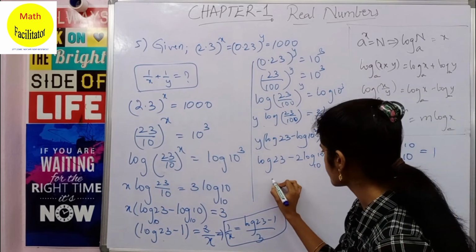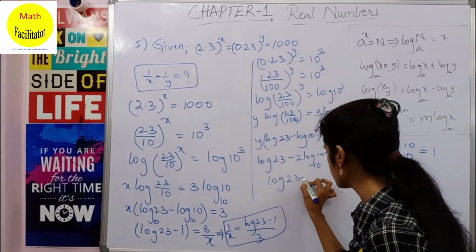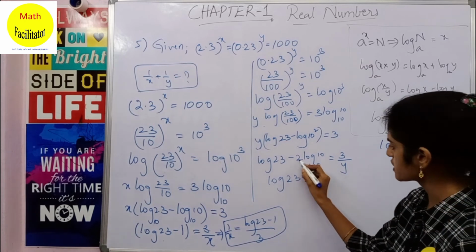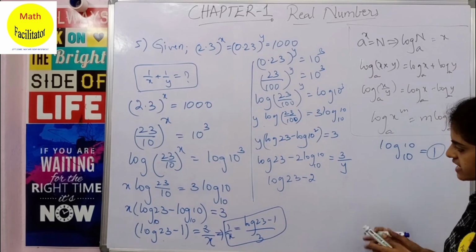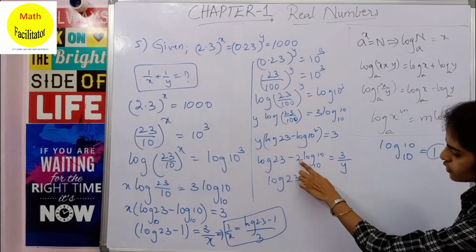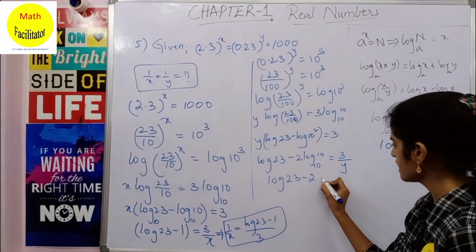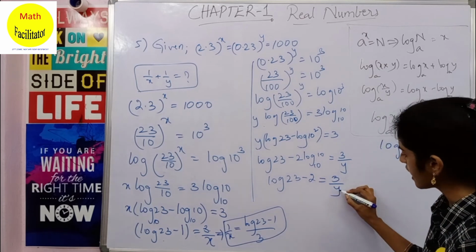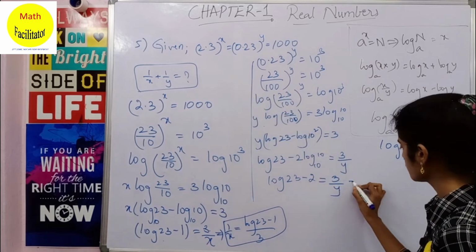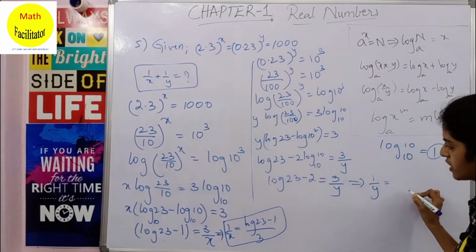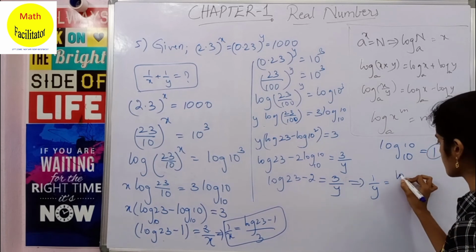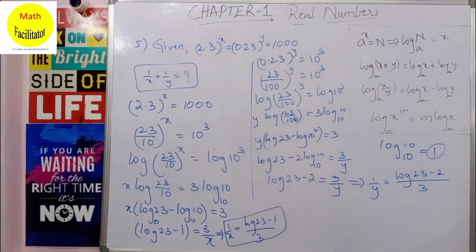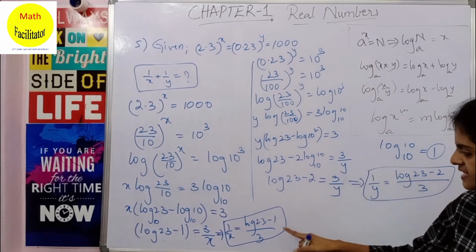Now this is nothing but log 23 minus, now this is log 10 to the base 10, which is 1. So you have a 2 here, so 2 into 1 is 2, equal to 3 by y. Now I want the value of 1 by y, only 1 by y. Which implies 1 by y is equal to, you will take 3 to the other side, so it will be log 23 minus 2 divided by 3. Now this is 1 by y and this is 1 by x.